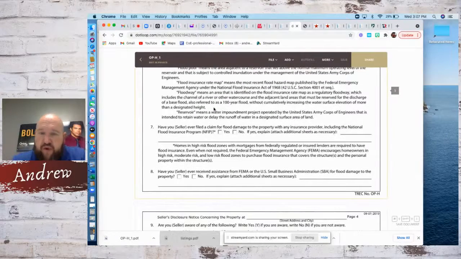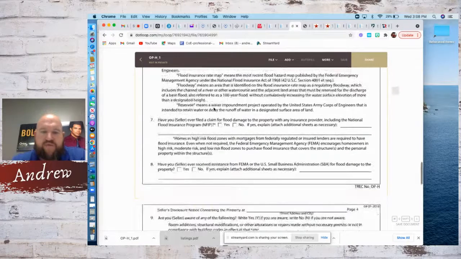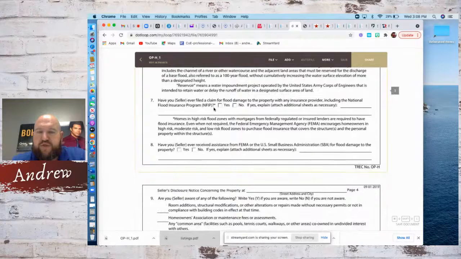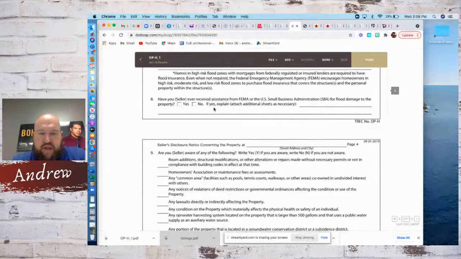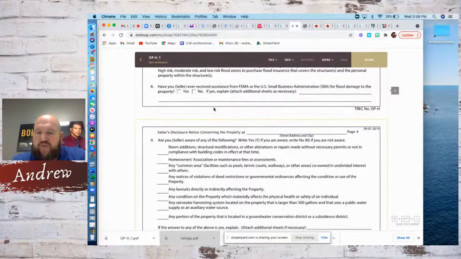Have you ever filed a claim of flood damage to the property? If yes, you have to explain when. Homes in flood zones with mortgages with federally related or insured lenders are required to have flood insurance. So we're warning people of that information now. Have you received assistance from FEMA or a Small Business Administration SBA loan for flood damage? Filling that information out. Is the seller aware of the following? Right, yes or no. Room additions or structures modified without permits.